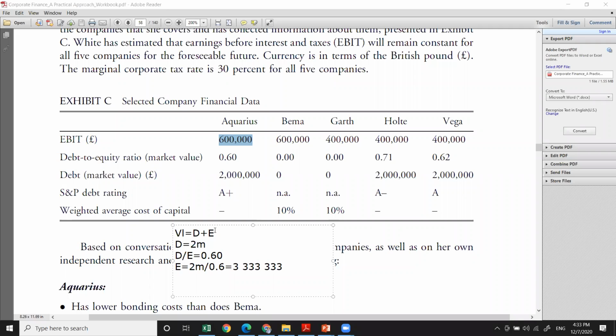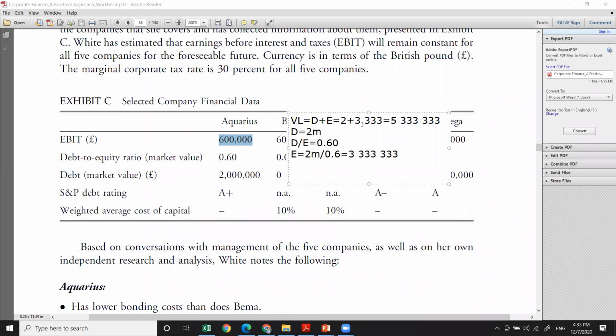And we can now find the value of the firm, VL, debt plus equity. So 2 million plus 3.33 is 5,333,000. This is the value of the firm that we are looking for in order to use in the formula that we are given.